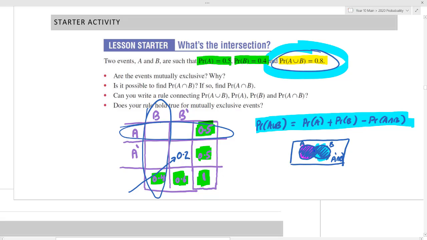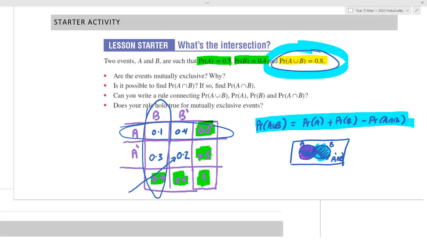Now that we've got 0.2, we can fill in the rest. This row is going to add to 0.5, so that would be 0.3. That column is going to add to 0.4, so that's 0.1. You should be filling this in as we go, rather than just observing. And you can also see that that row there must be 0.4. There you go, we've just done a two-way table.